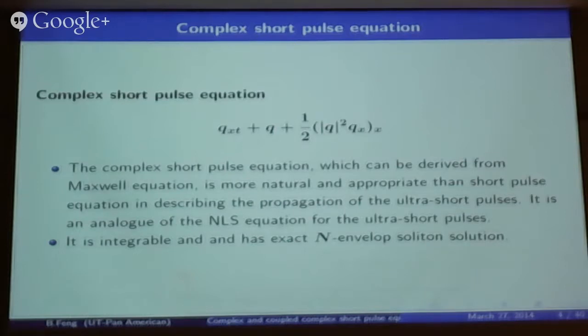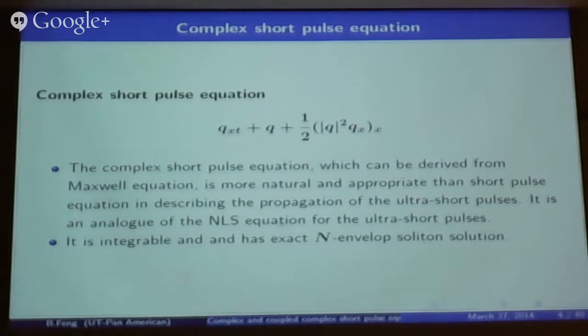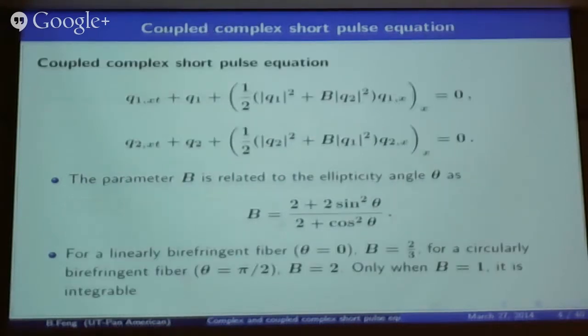Okay, so this is the complex short pulse equation I proposed. The difference between this equation and that equation is that you just change U from real value to complex value, and I write the physical quantity from U to Q. I'm going to show the detail of this one. That's the main purpose of this talk.